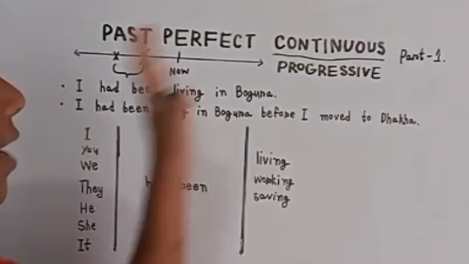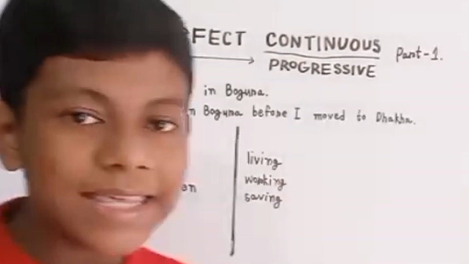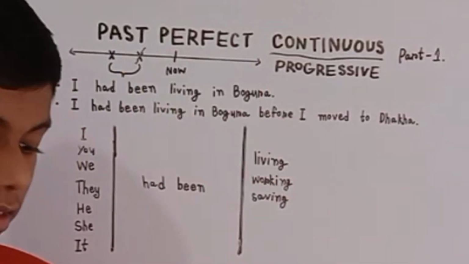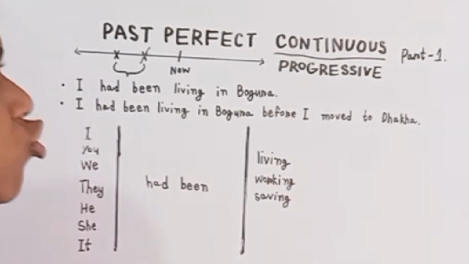So here we have already understood the initial concepts of the past perfect continuous tense, which is our today's video.